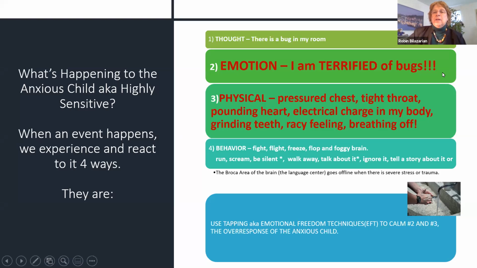So we believe that when anything happens to your child or to you, we react to it in 4 different ways. We react to it with a thought, like we worry that there's a bug in our room. We react to it with an emotion: I'm terrified of bugs. We react to it physically, with perhaps a tight chest, pressure in our chest, perhaps stomach, maybe even shoulders, and with a behavior. The usual behaviors are fight, flight, freeze, flop, and foggy brain. But there are other behaviors too: clutching and screaming and walking away and ignoring it.